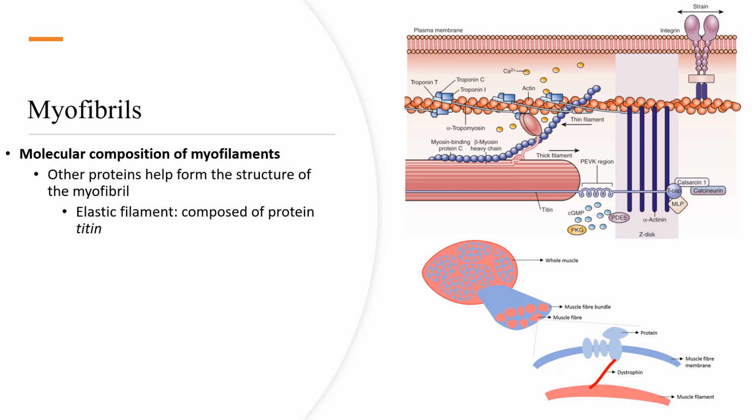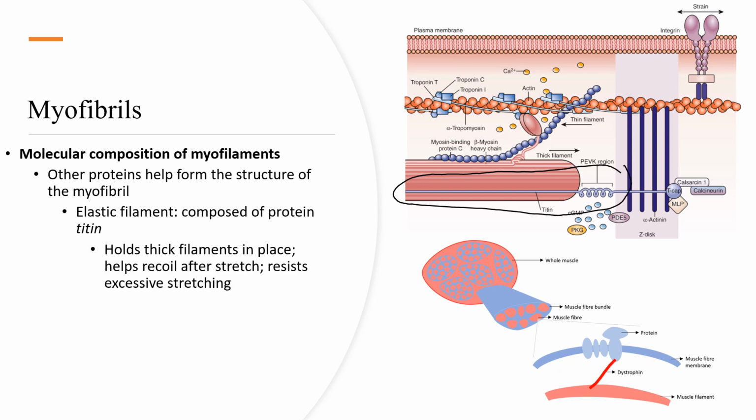So we have this elastic element that is going to be called titin. So right here is titin. It's an elastic unit, and what it does is it allows for holding the filament in place and helps with recoil. So you're going to see that there is an actual section that looks like a spring that's on the titin.